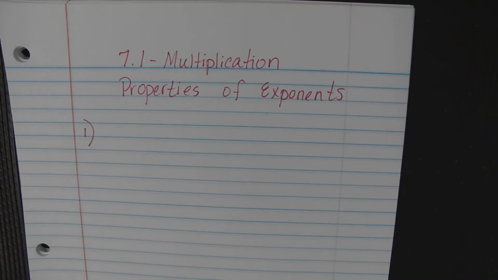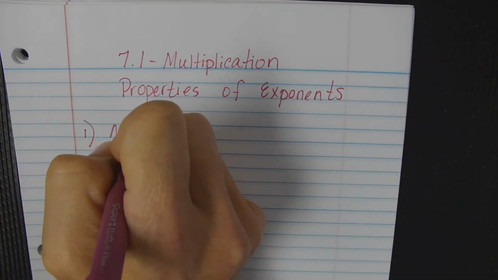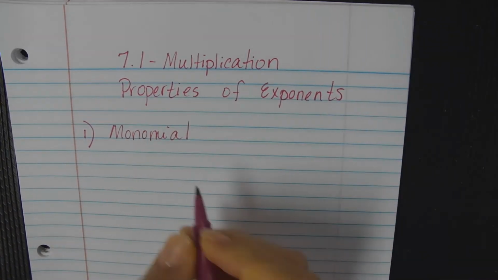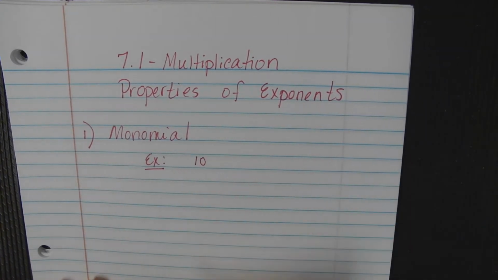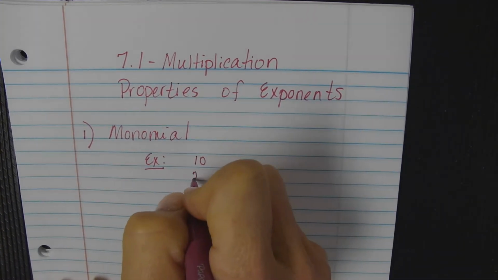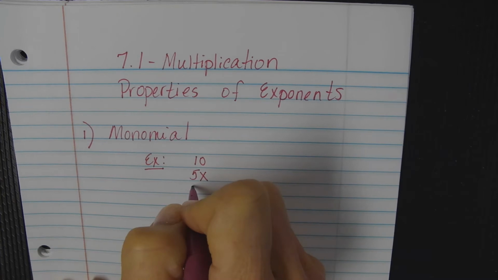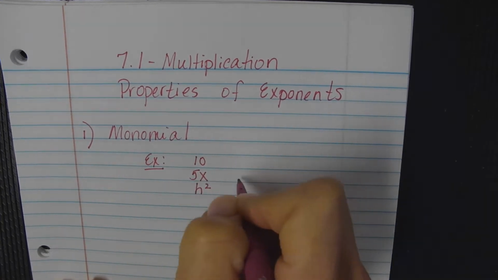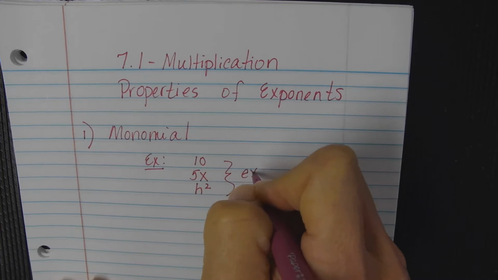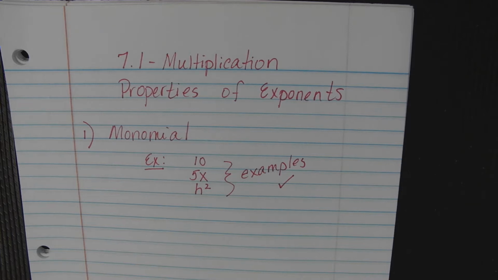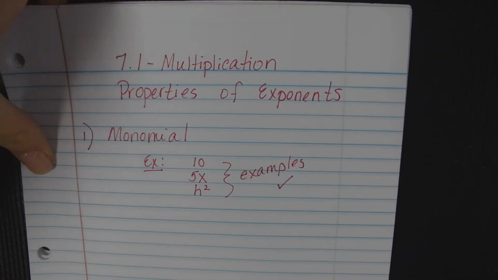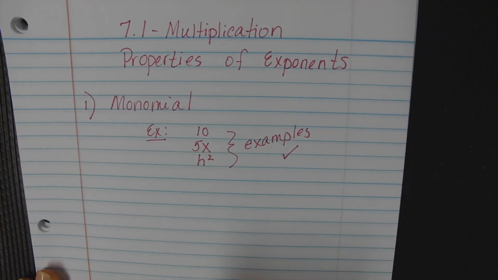We have a word called a monomial. It sounds fancy, but it's not. Let me give you some examples of a monomial. The number 10 is one, 5x is one, h squared is one. These are all examples of monomial. In case you don't know, mono, M-O-N-O, means one. This is basically one term.